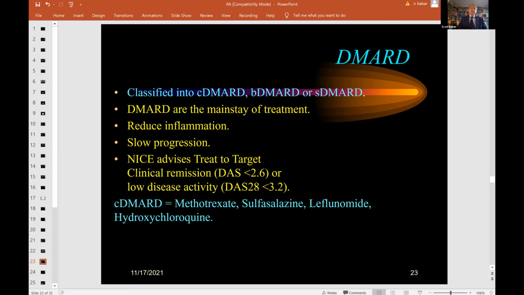And the clinical remission is when the disease activity score, as we discussed earlier, gets down to less than 2.6, or when the disease activity is significantly low, such as less than 3.2. So at this stage, either of clinical remission or low disease activity, the target has been reached. And of course, the conventional DMARD include, as we've mentioned before, methotrexate, sulfasalazine, leflunomide, hydroxychloroquine, and others are being added.